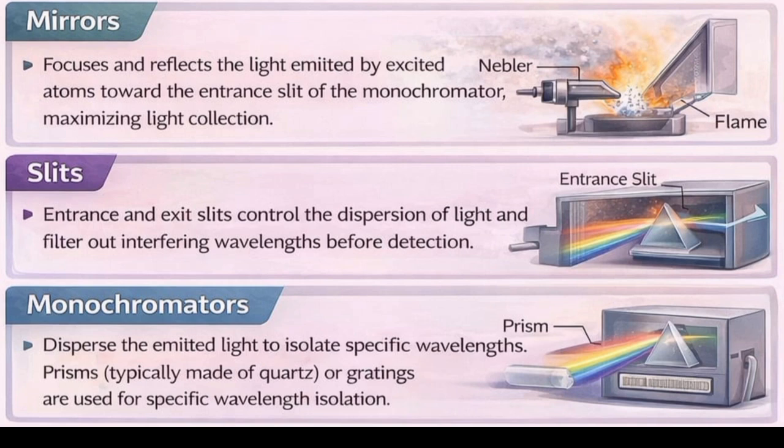Monochromators disperse the emitted light to isolate specific wavelengths. Prisms, typically made of quartz, or gratings, are used to perform this dispersion.